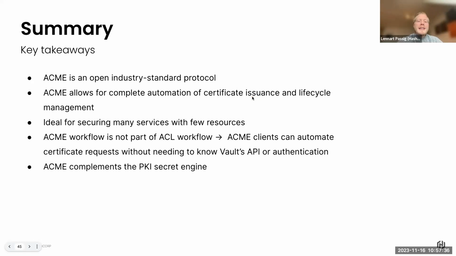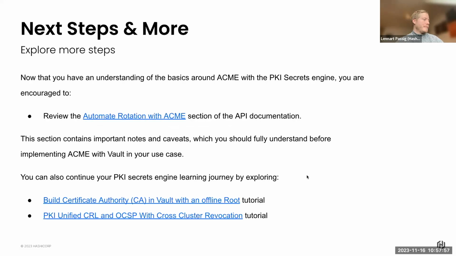We do not need to get to know Vault too much. If we wanted to, we can still do it, but the Vault API or the authentication of Vault or something like this is not needed for this particular protocol. And it complements the PKI engine itself that we have before it. So what are the next steps and what's more?